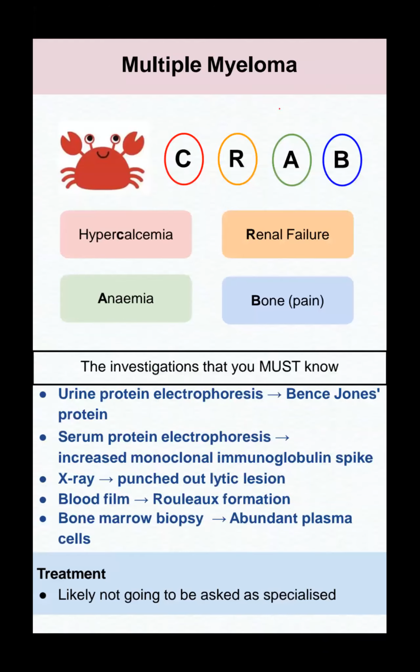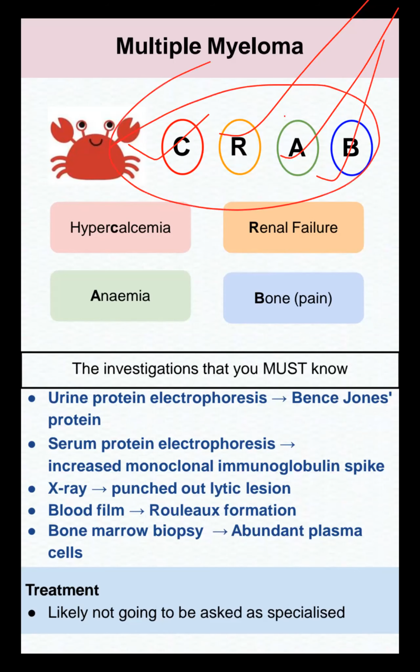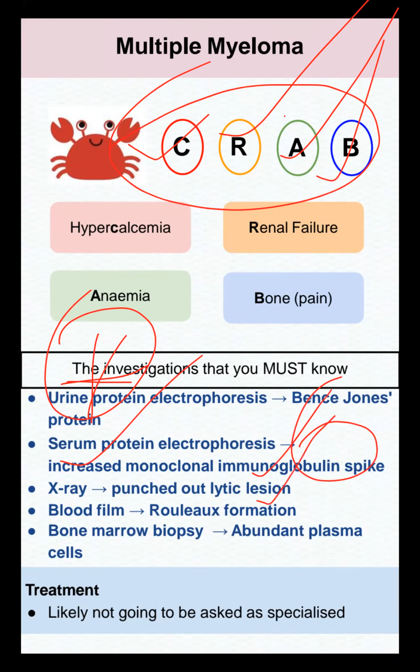Multiple myeloma exam scenario. A patient comes to our hospital with CRAB, meaning what? Calcium, hypercalcemia, renal failure, anemia and bone pain. These are the triad or tetrad, you can say. Investigations: LDH, urine protein electrophoresis showing Bence Jones protein, serum protein electrophoresis showing an increased monoclonal immunoglobulin spike, X-ray showing punched-out lesions, blood film showing rouleaux formation, and bone marrow biopsy showing abundant plasma cells.